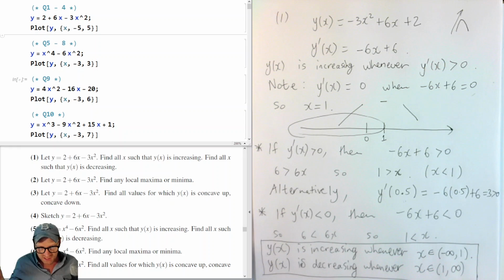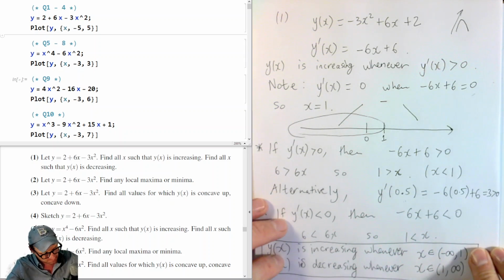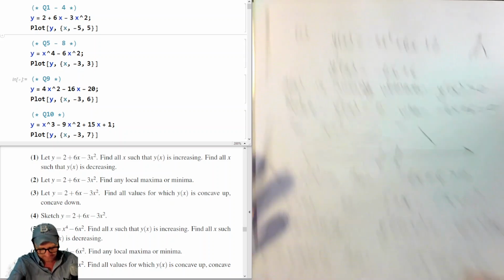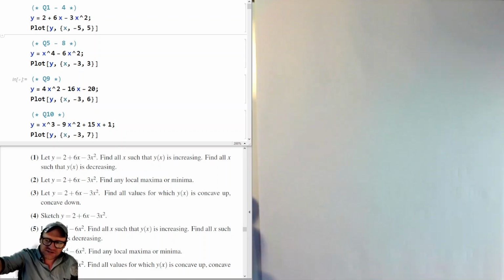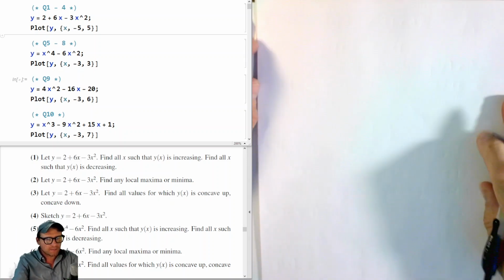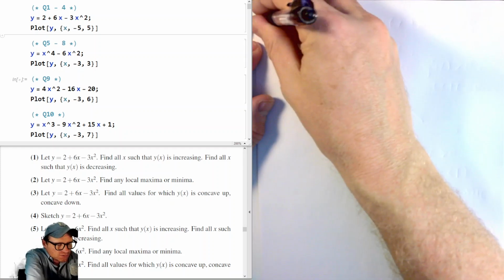Okay, so you can now screenshot this and write this out yourself. This completes the answer to question 1. All right, but this is going to be necessary for us to do question 4. So keep this page handy. Okay, so let's keep going and do question 2.